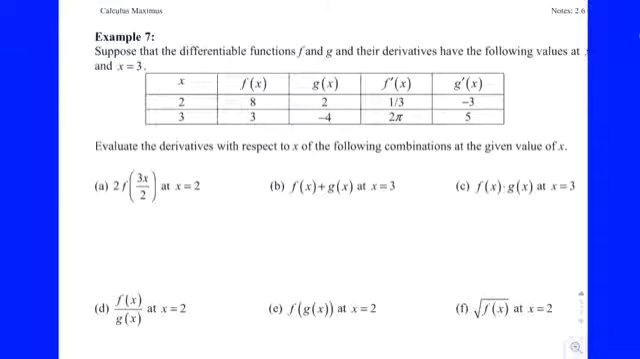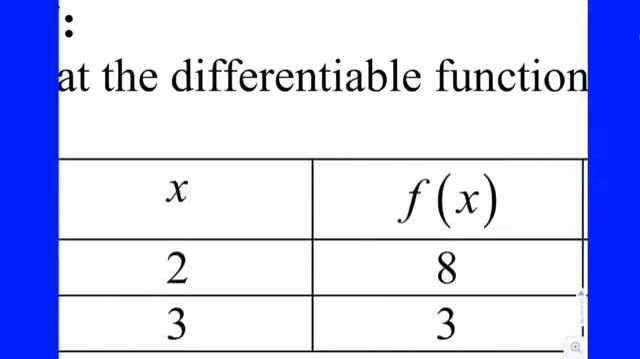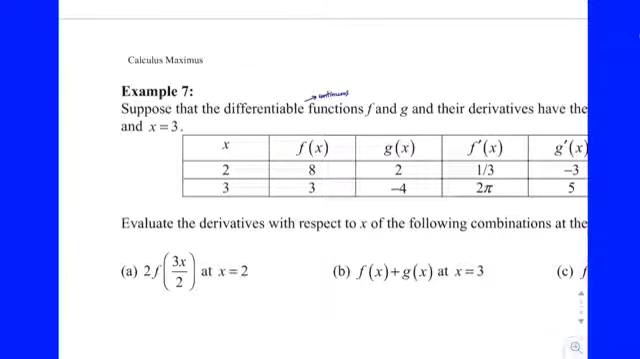All right, so example 7, we're kind of doing things symbolically. It says, suppose that differentiable functions f and g and their derivatives are given below. Now, as soon as we read differentiable, we know that means that the functions f and g are also what? Continuous, good. So that comes for free with the fact that they're differentiable.